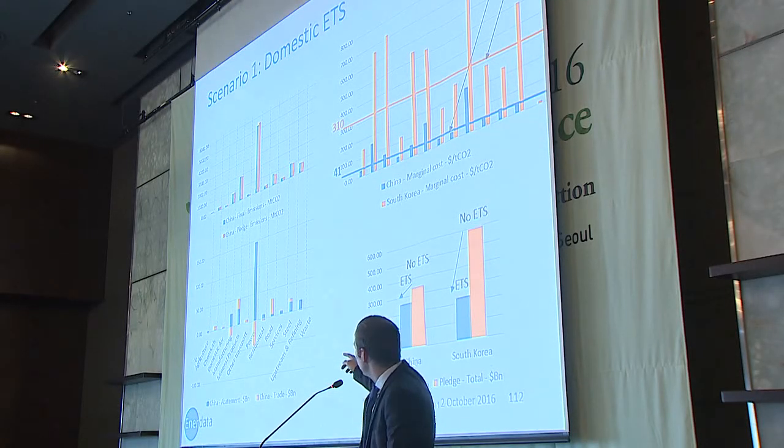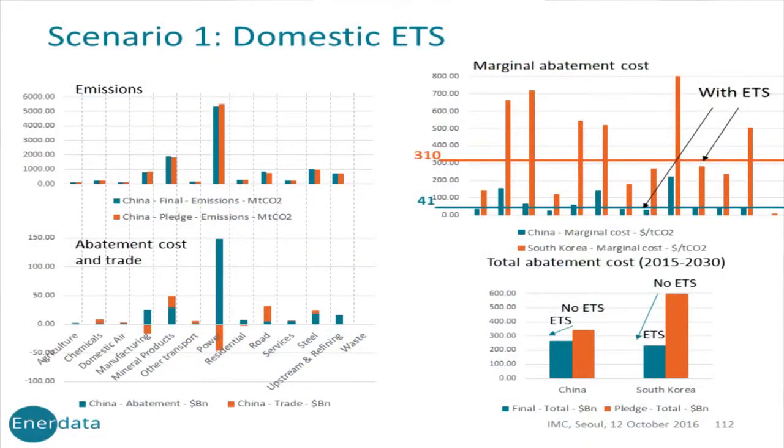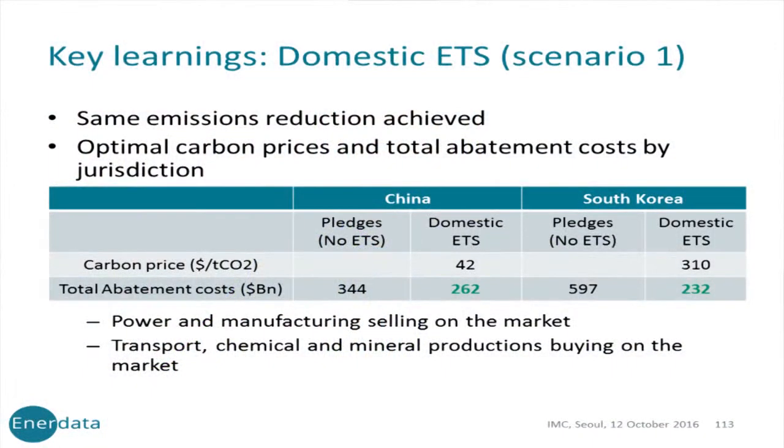And if we look at the level of trade for China, these two graphs represent what we have in China. We can see that some sectors like the power sector are net sellers of permits on the domestic market. So now the key conclusion for this scenario. We are achieving the same reduction as in the scenario without domestic ETS, but the costs are strongly reduced. And some sectors are net sellers, power and manufacturing. Other sectors, such as transport, chemical and mineral production, are buying on the market.